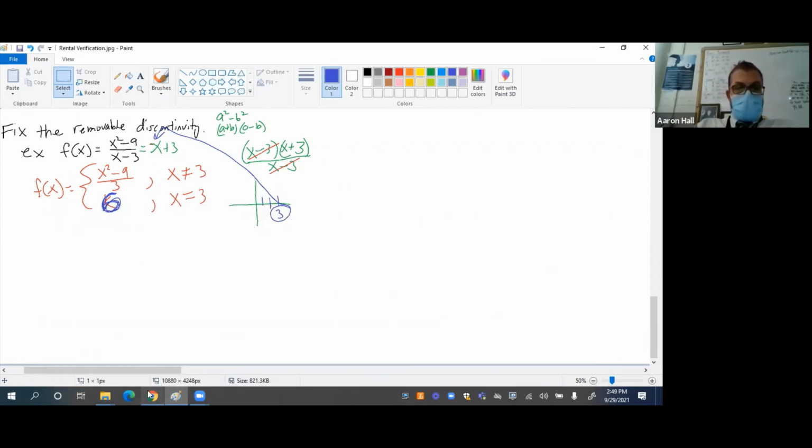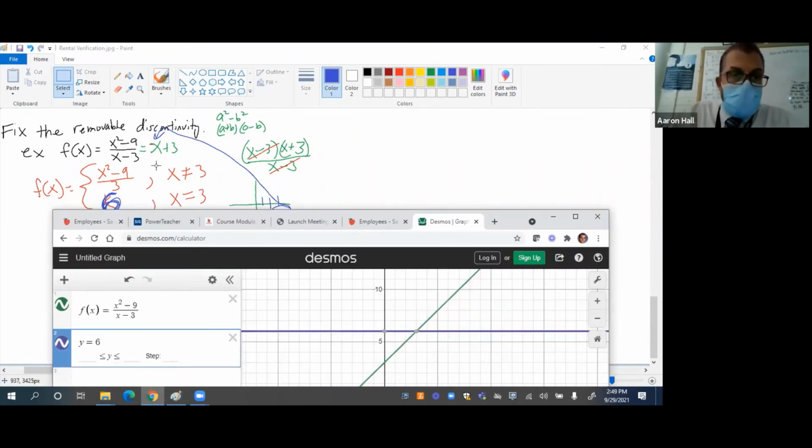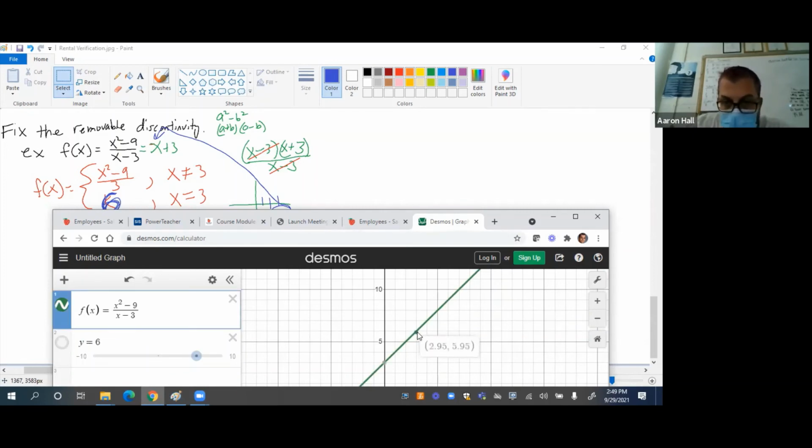I'll fix it later. So we're going to use this equation here of x squared minus 9 over x minus 3 for all x values except for when x equals 3 right there. And then just for 1 point, for when x equals 3, I'm going to use this equation to fill in the hole.